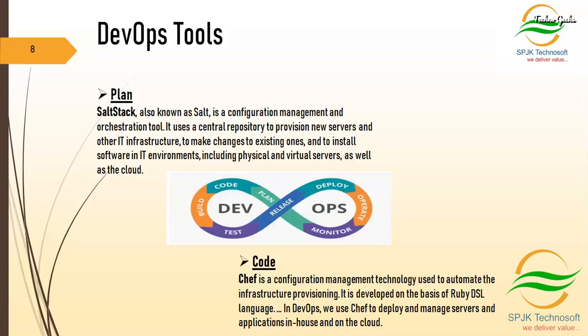And next, coming to coding, we use the tool called Chef, which is a configuration management technology used to automate infrastructure provisioning. It has many benefits: it accelerates software delivery and increases service resiliency. Chef improves risk management and also cloud adoption, because these days most of the development is taking place in the cloud.